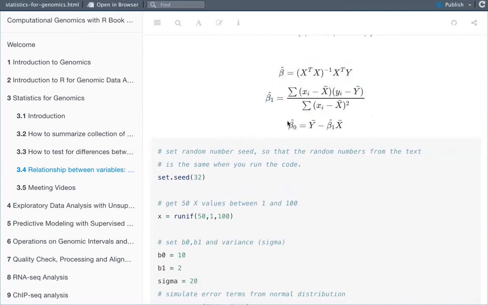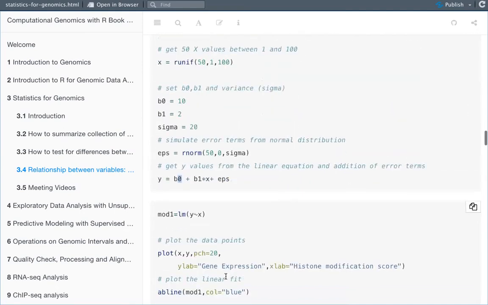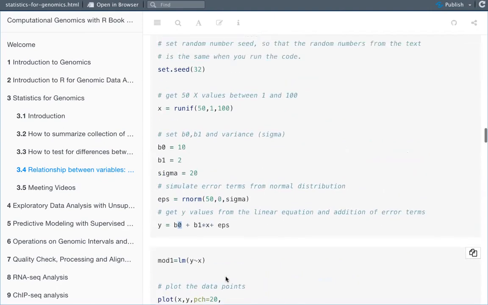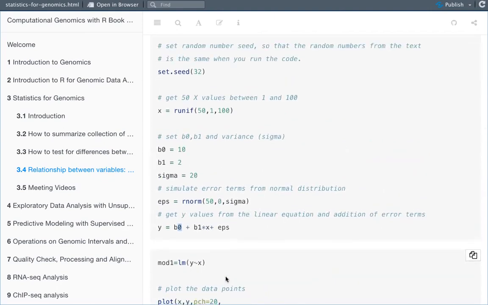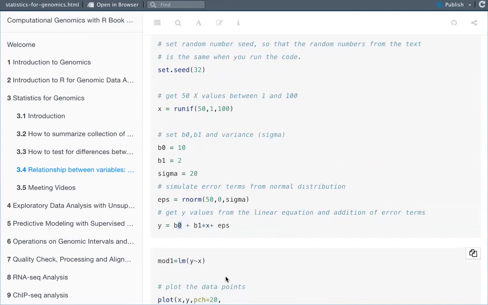Do you have any experience in retrieving these values within R? Yeah, R is the part that I'm comfortable with. It's the theory behind it. I feel like this is the first time I'm getting exposed to the actual theory behind it.